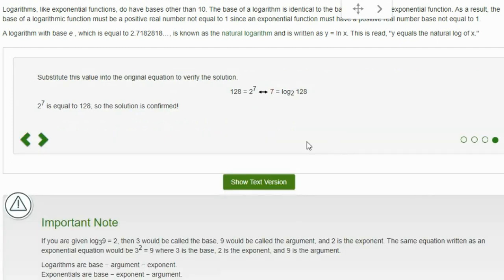And then we can substitute this back into the original equation. 128 equals 2 to the 7th. That means 7 equals log base 2 of 128. The solution is confirmed. 2 to the 7th is equal to 128.